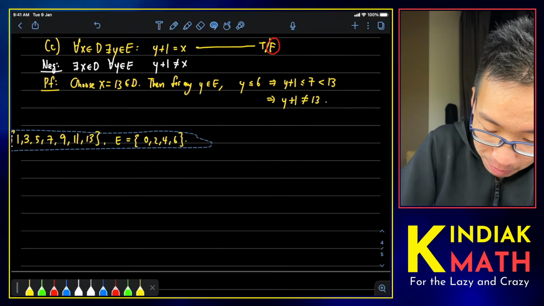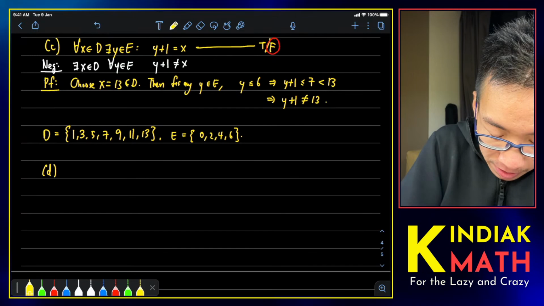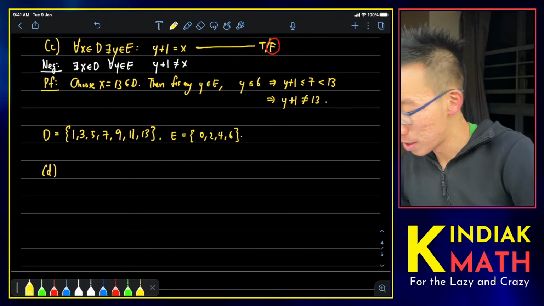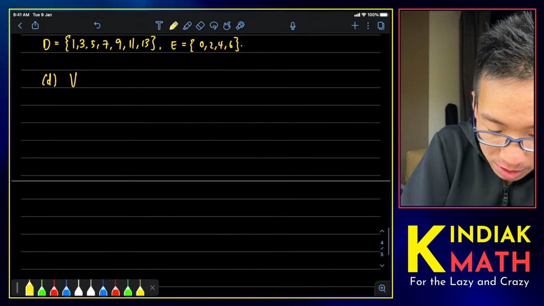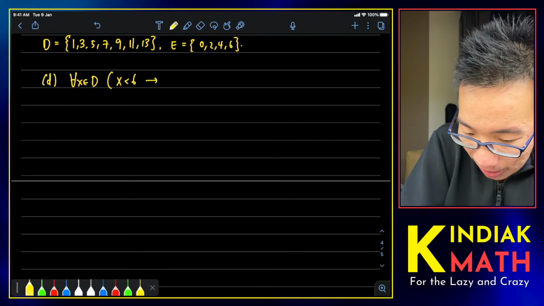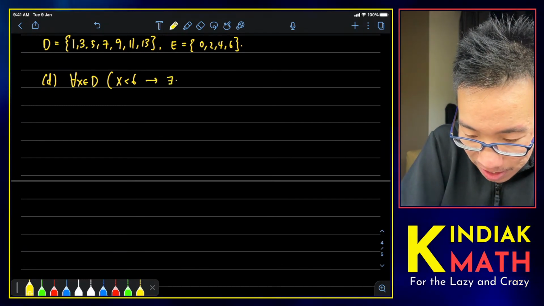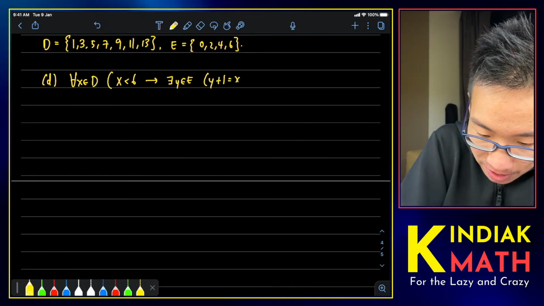Let's put the set here again for our reference. And we're going to write out this statement here. For any x in D, x less than 6 implies there exists y in E with the property that y plus 1 equals x.